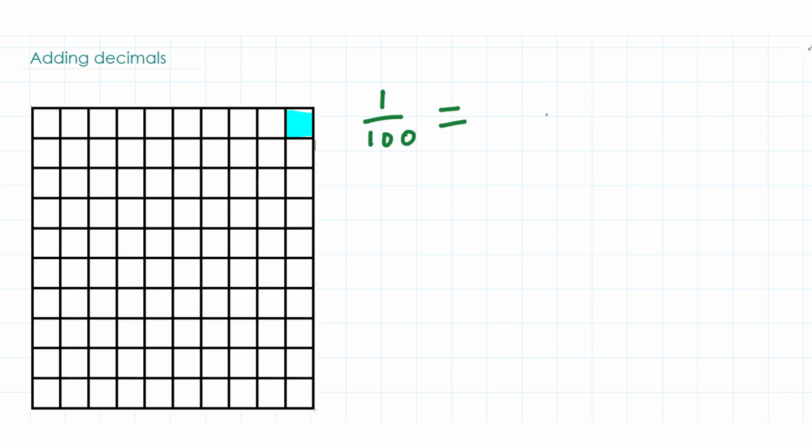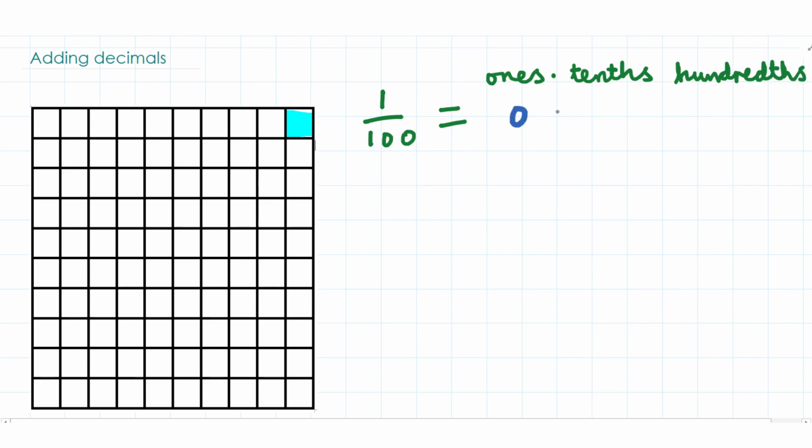All we need to do is think about our place value system. So we know that we have ones, then a decimal point, we have tenths, and then after the tenths we have our hundredths. So let's see. How many ones do we have? None at all. Don't forget the decimal point. How many tenths do we have? No tenths. And how many hundredths? We got 1. So that's how you write it. 0.01.